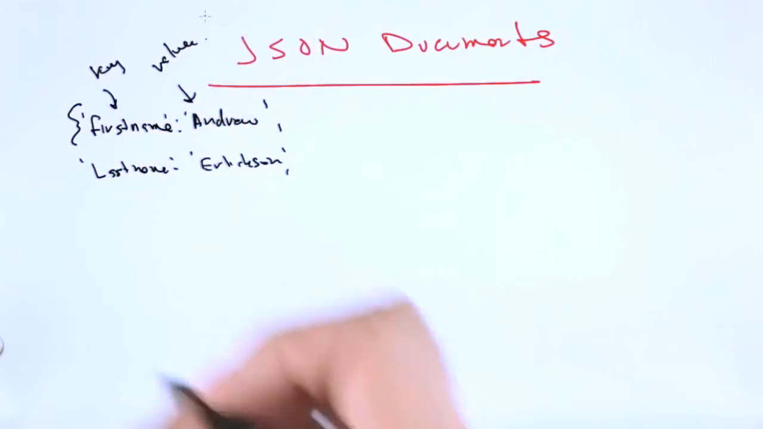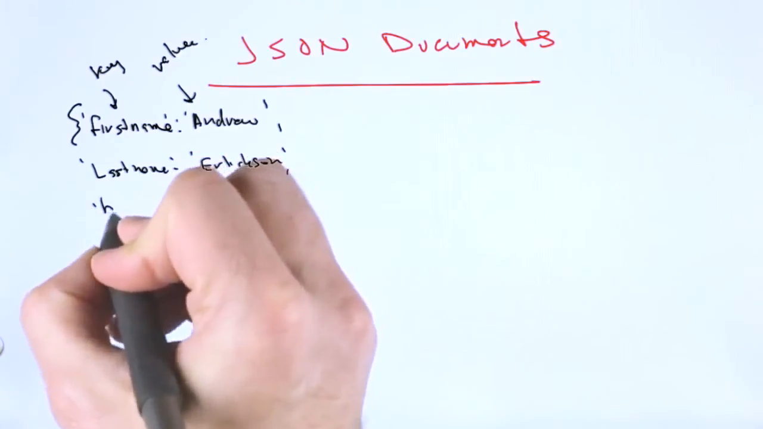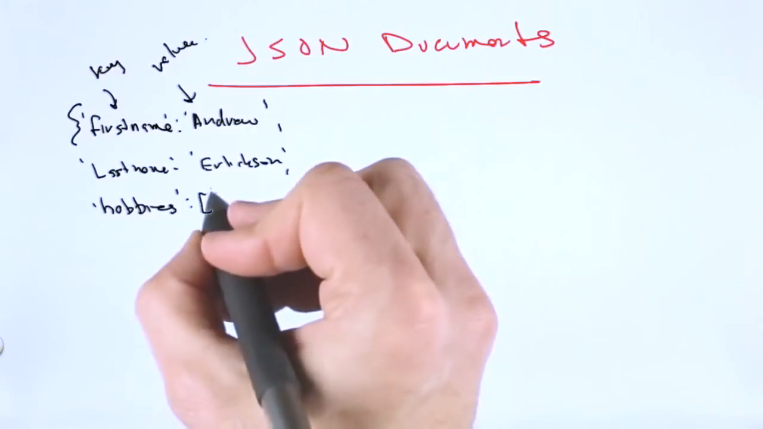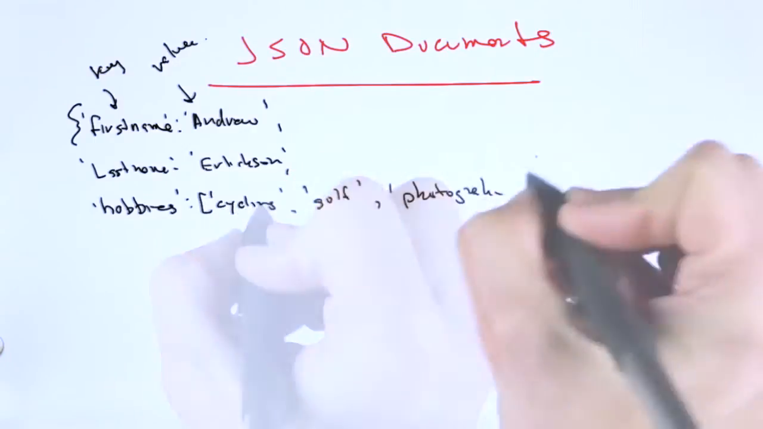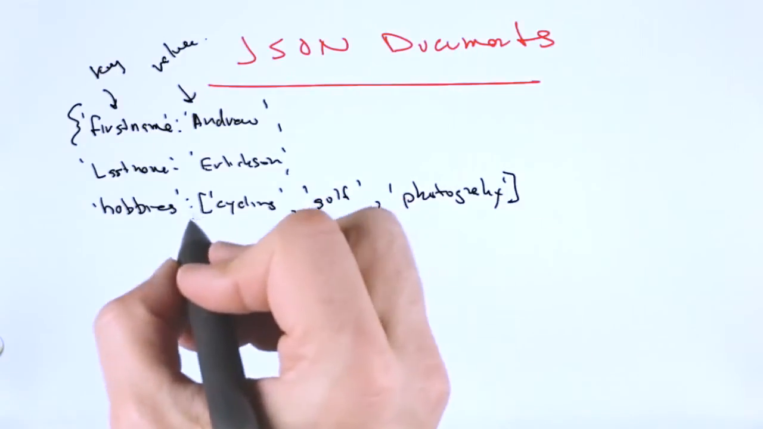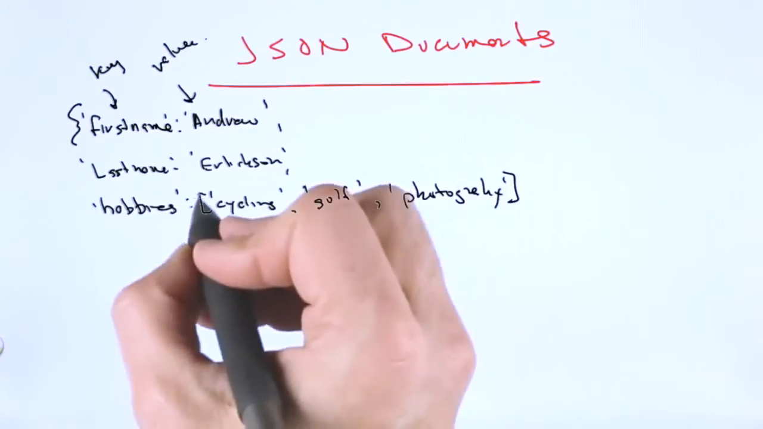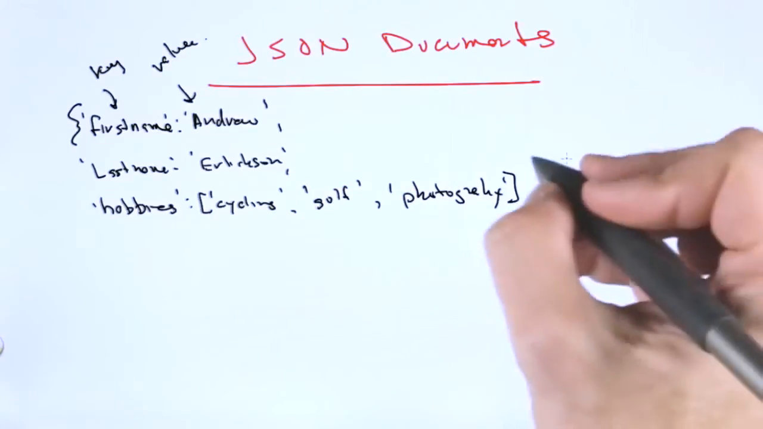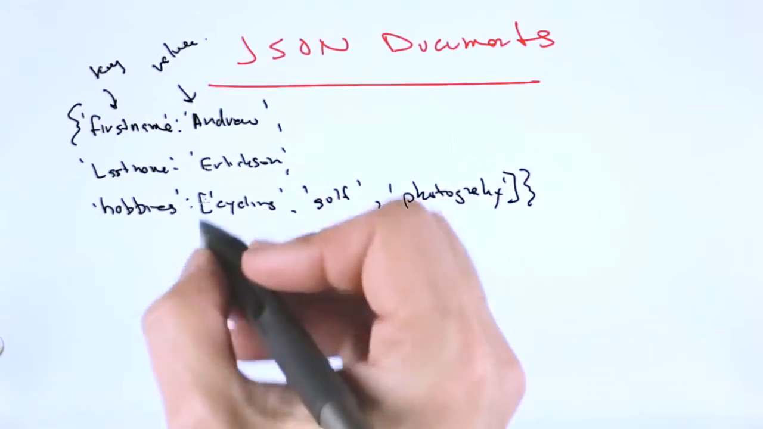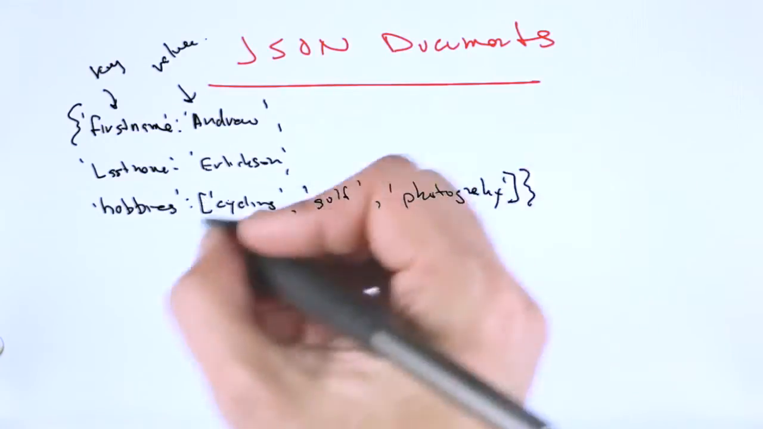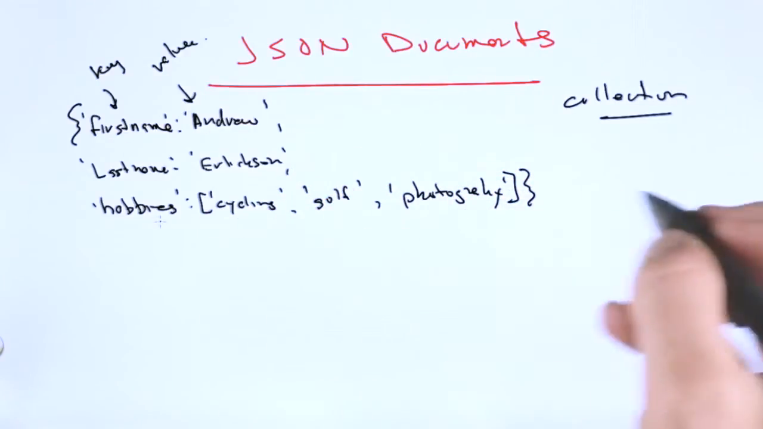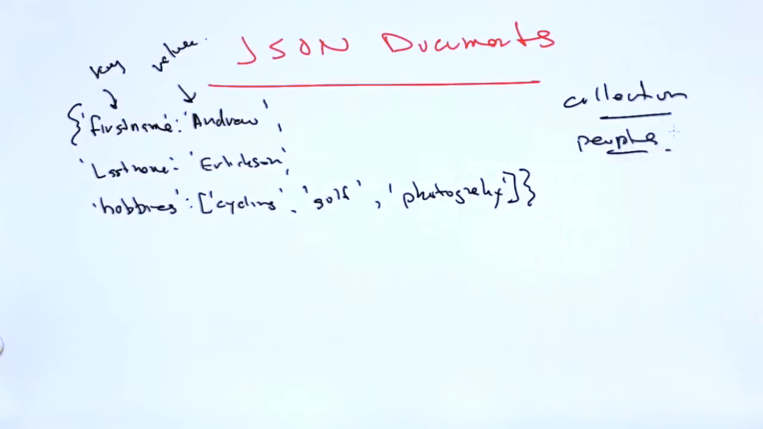And then we might have another key called hobbies, and in that we might have a list of hobbies. So for me, that would be cycling and golf and photography. And you can see here that I've expressed this as a list, so these square brackets indicate a list. And then we can close that document right here, the closing brace, and this document can be put directly into MongoDB, into what we call a collection. And MongoDB holds collections of documents, so this might be a people collection, for instance.